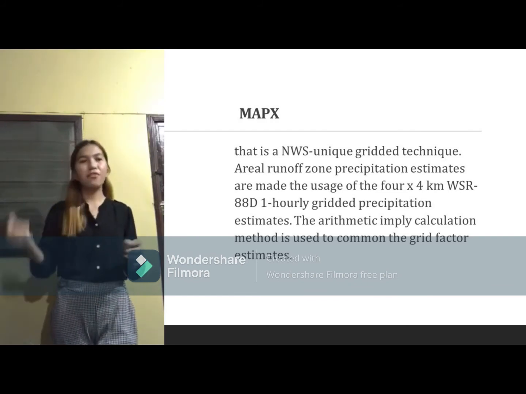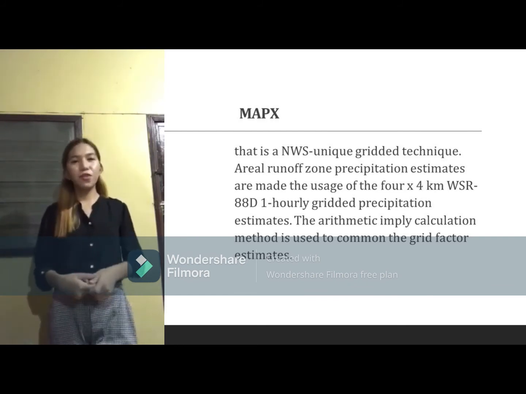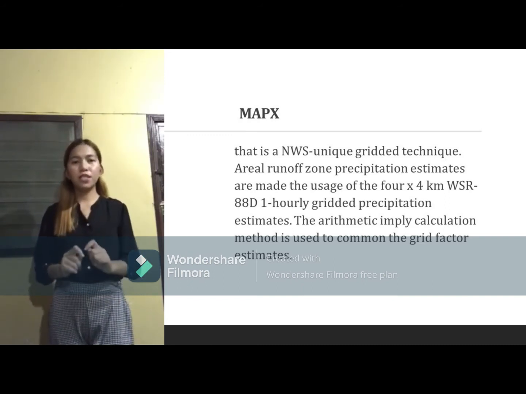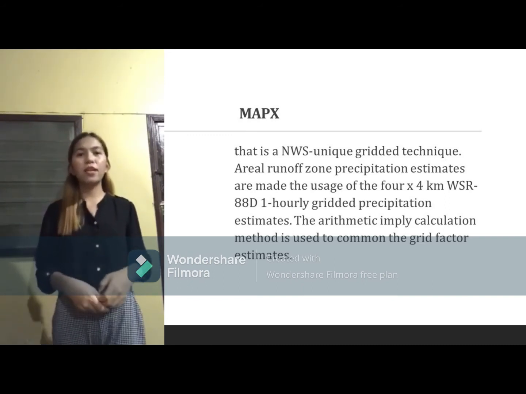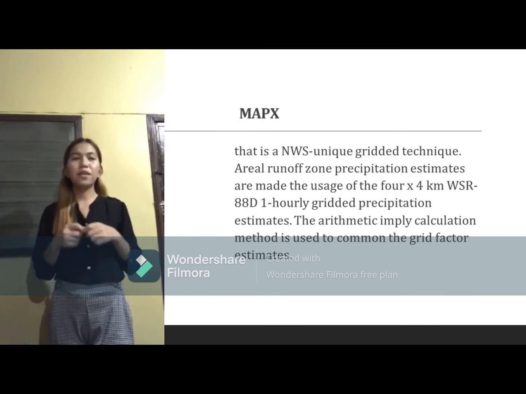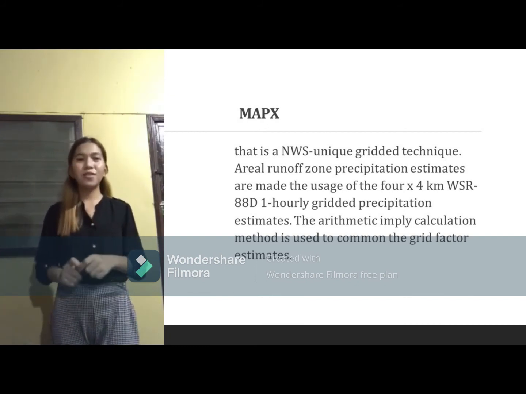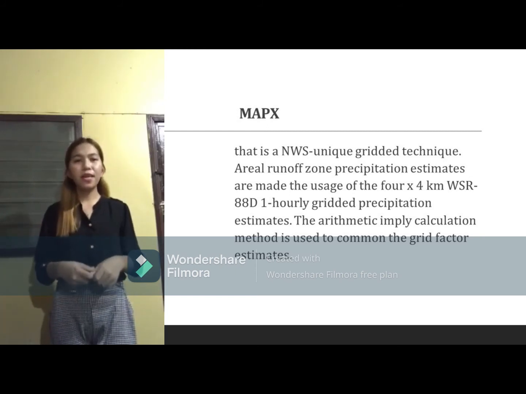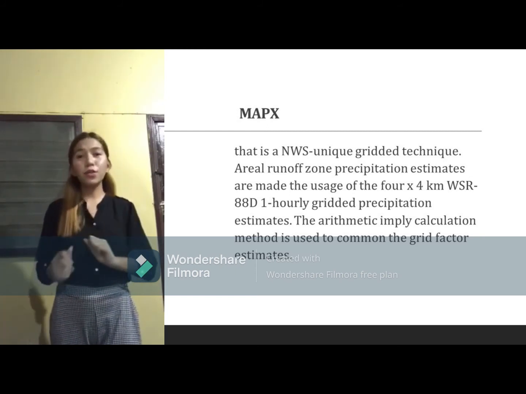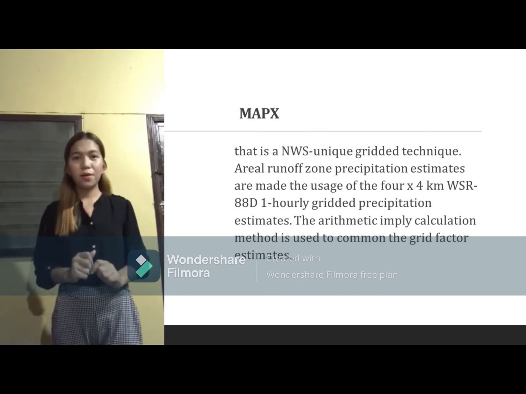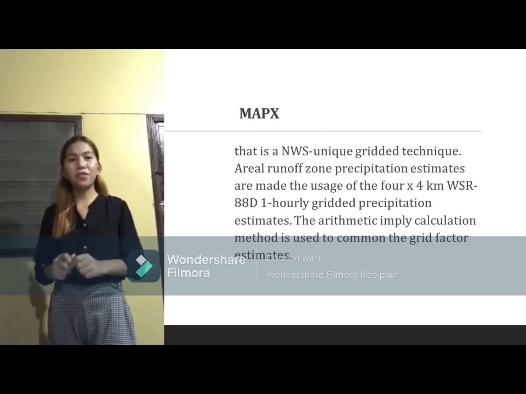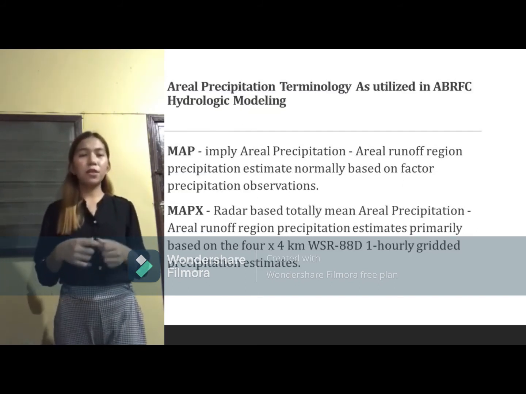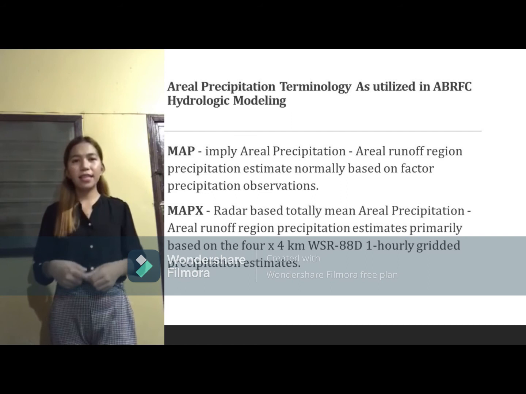So next we have index station. In some regions of the country or in mountainous regions, predetermined station weights based on the climatology are used to compute basin average precipitation.